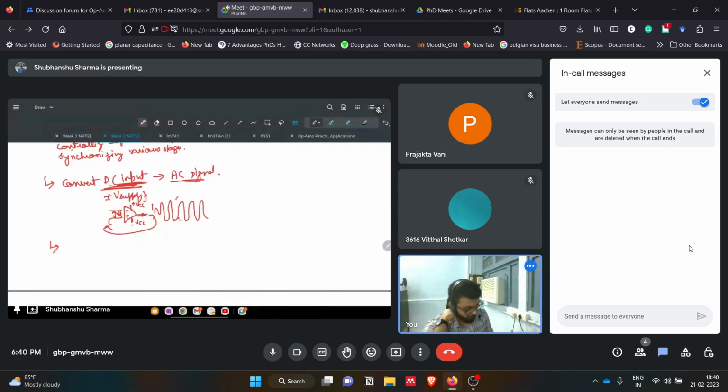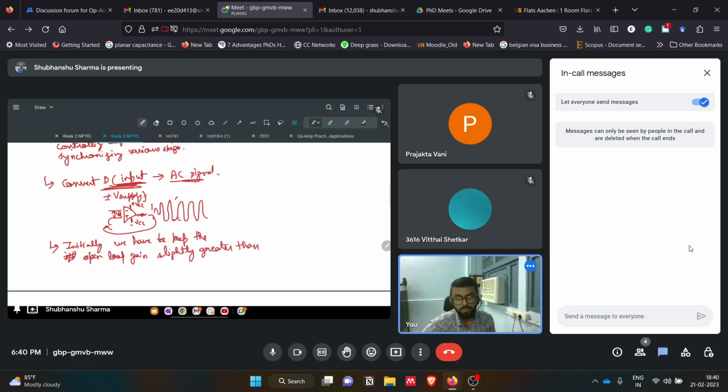So this was the case. Then, this is also important, initially we have to keep the open loop gain slightly greater than 1, so that initially it can get the boost, and later on we can maintain this using feedback.